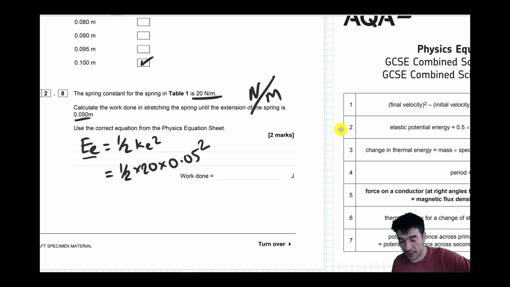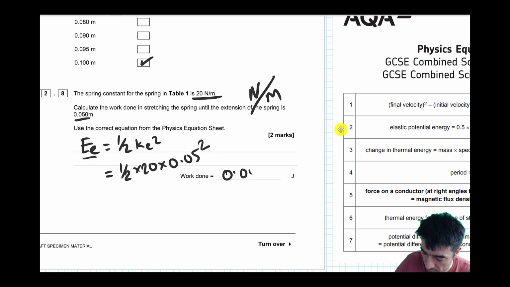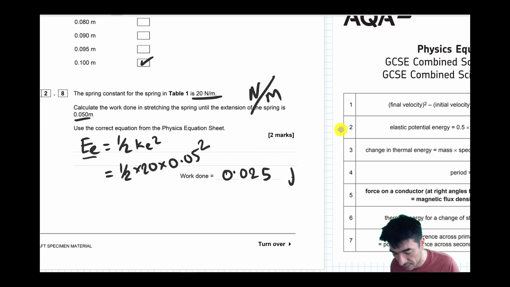Right, this is where you break out your calculator. Hopefully you have your own one. So it's going to be 0.5, which is for the half, times 20 times 0.05 squared. And I'm getting an answer of 0.025 joules. Try and keep your answer nice and neat, otherwise the examiner might not be able to read it. They've given us the unit there already, so I didn't need to write it in.